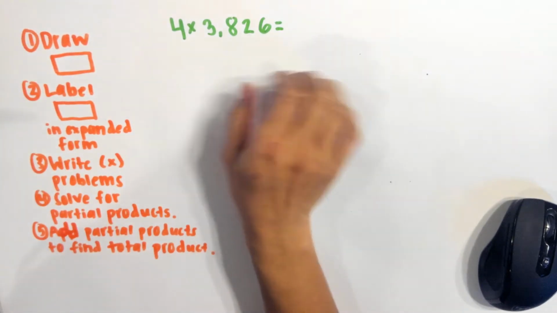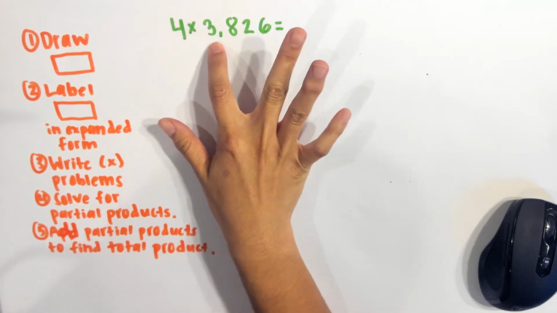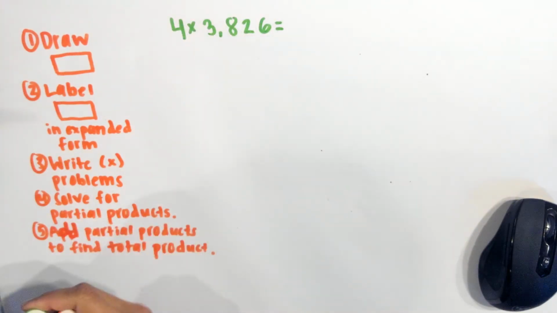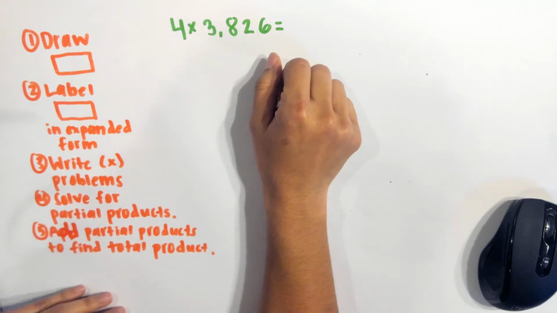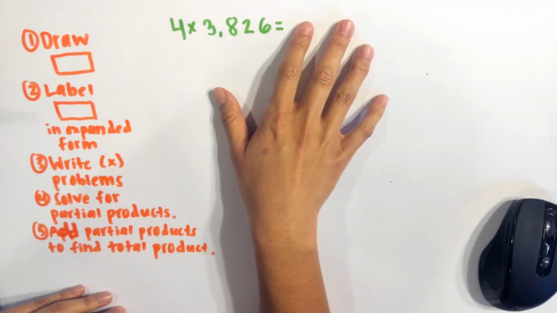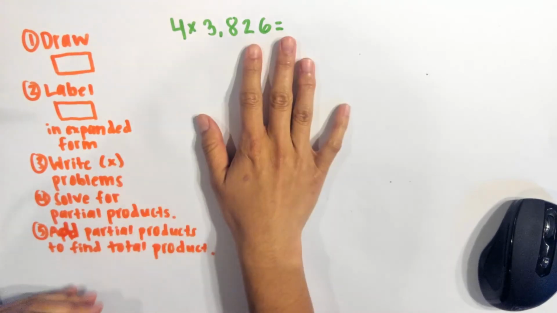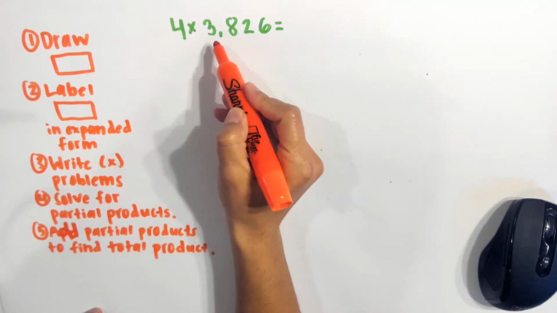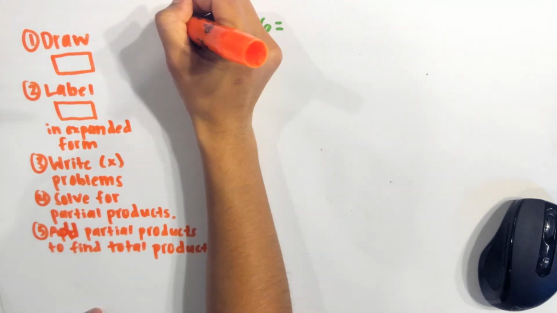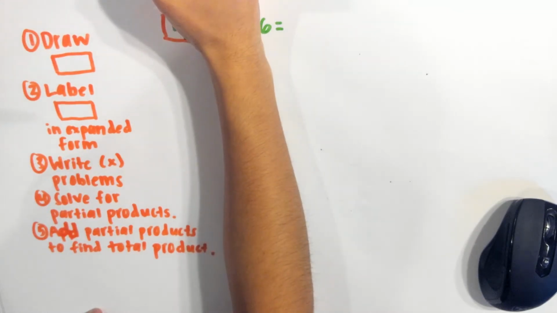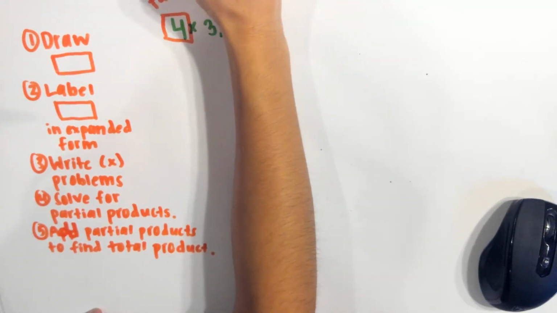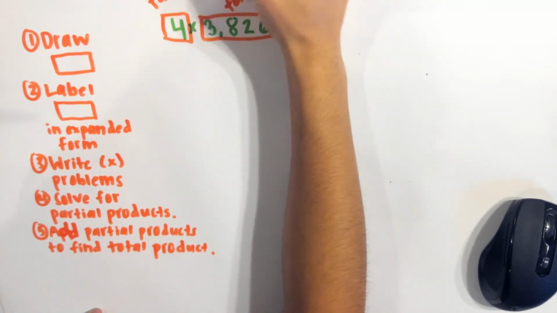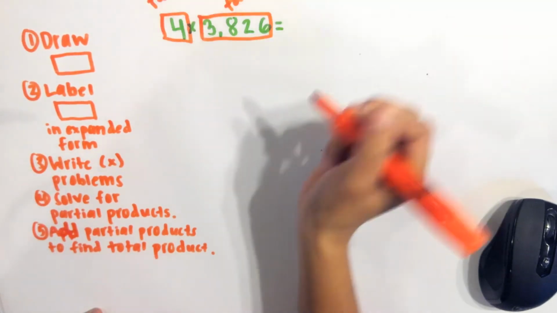So we have our problem here. We have 4 times 3,826. Okay, I have my problem up here. If you paid attention to the vocabulary from the previous slide, I just want to make sure that we are identifying the academic language. So before I even start my problem, I want to make sure that we all remember that the 4 and the 3,826 are my factors. So I'm just going to label them as factors. They should be labeled factor, factor.